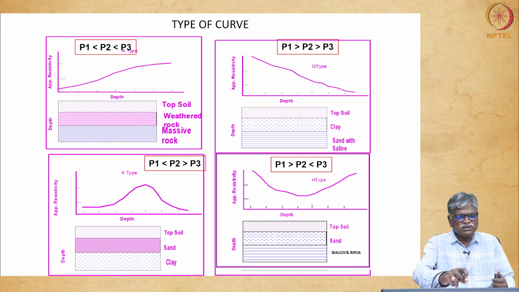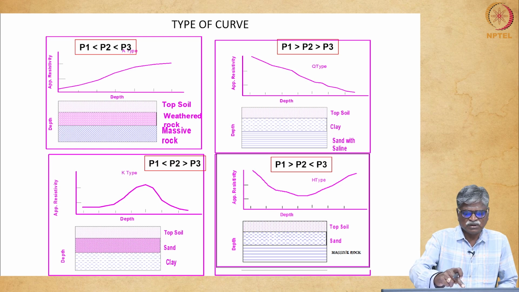The first one, this type of curve, will come in hard rock areas: topsoil, weathering, and massive rock. If there is an increasing trend, that is a hard rock area. Then the K type. The K type is almost always sedimentary. It is soil, then sand again, then clay.